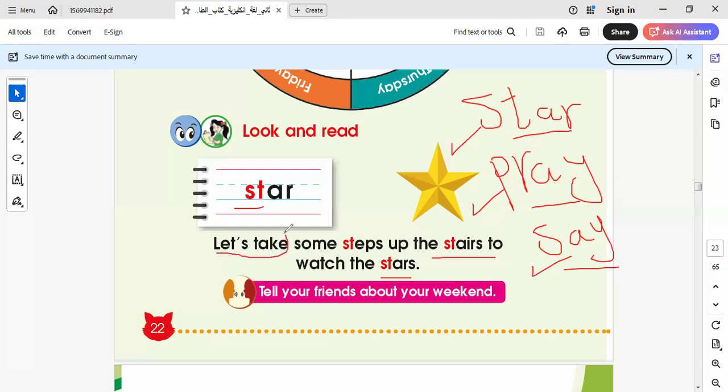Here is let's take. Let's must be followed by what? By the infinitive verb form. Don't say let's taking. It will be let's take, let's go, let's play, and so on. So here we have the important rule: let's plus the infinitive form of the verb. Let's take some steps up the stairs to watch the stars.